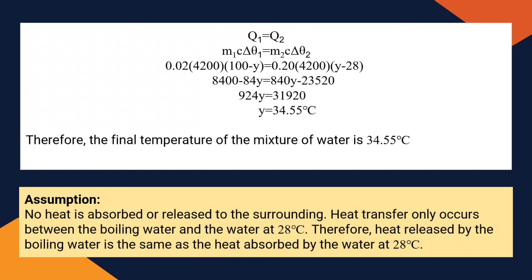Therefore, the final temperature of the mixture of water is 34.55 degrees Celsius. Assumption: no heat is absorbed or released to the surrounding. Heat transfer only occurs between the boiling point and the water at 28 degrees Celsius. Therefore, heat released by the boiling water is the same as the heat absorbed by the water at 28 degrees Celsius.